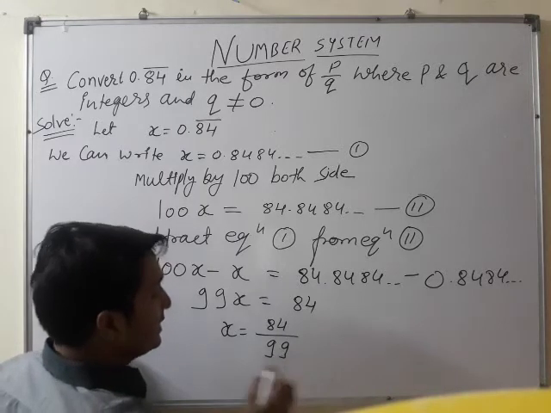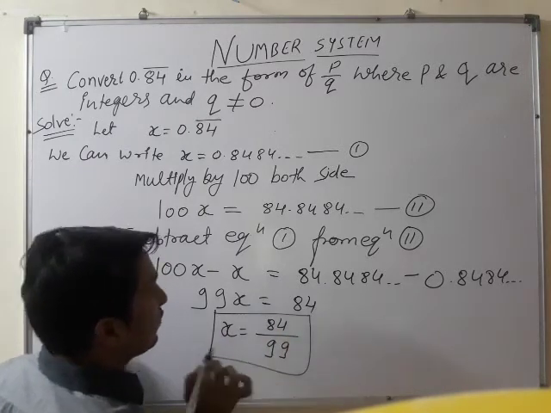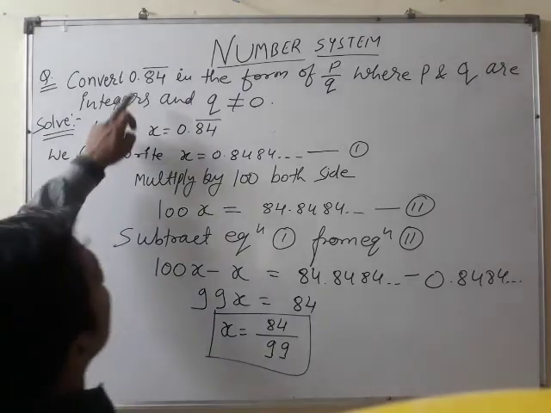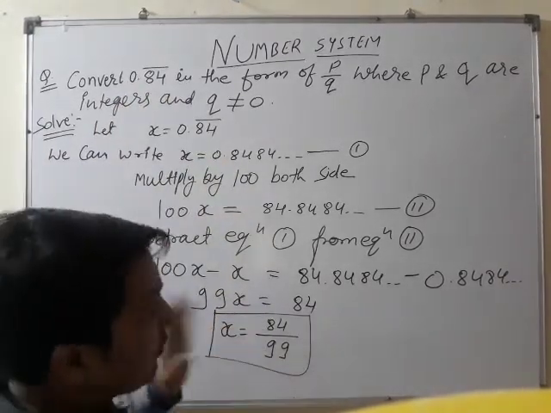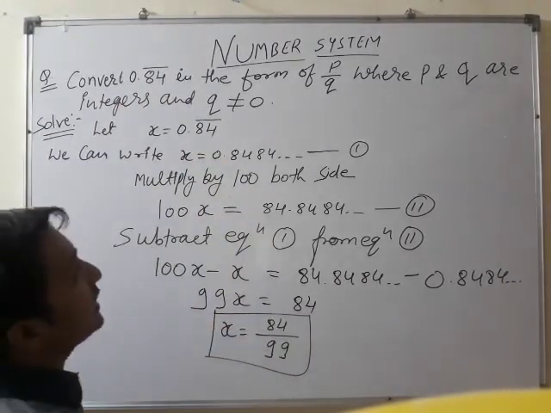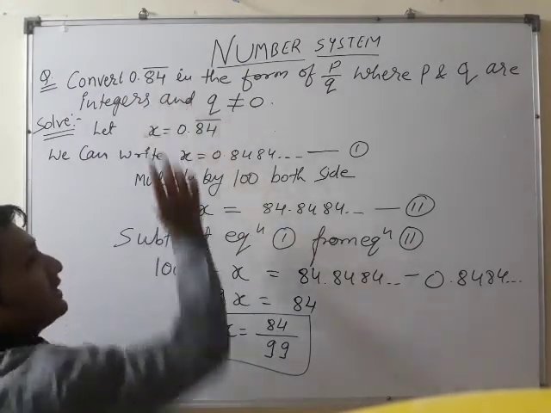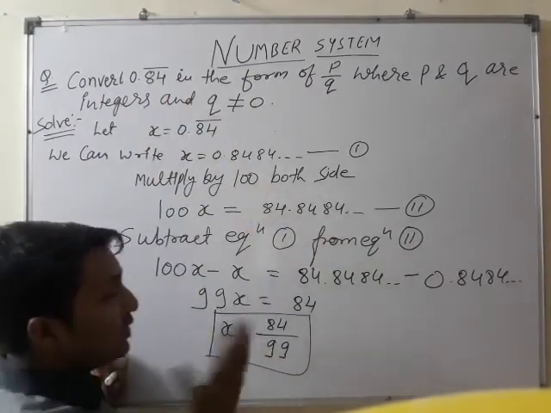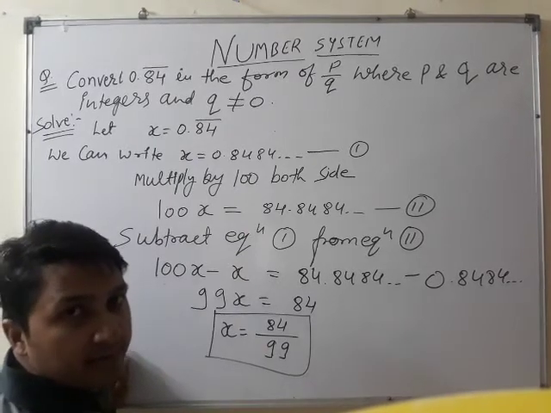Is it clear? So in this question also we have converted 0.84 bar into 84 upon 99. It means we have converted a non-terminating decimal expansion into the form of P upon Q, or a rational number. Is it clear?